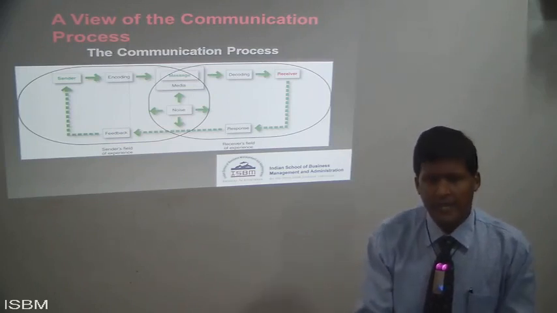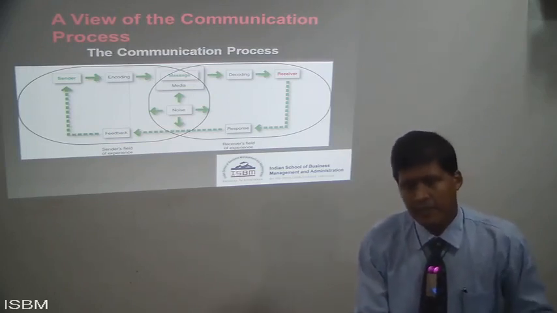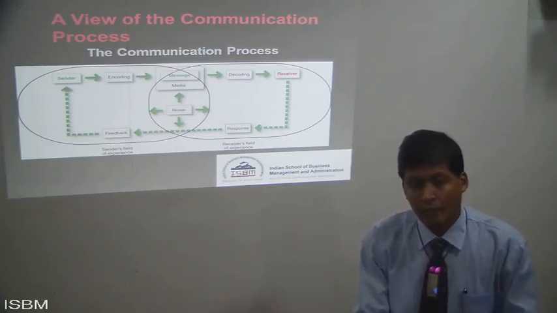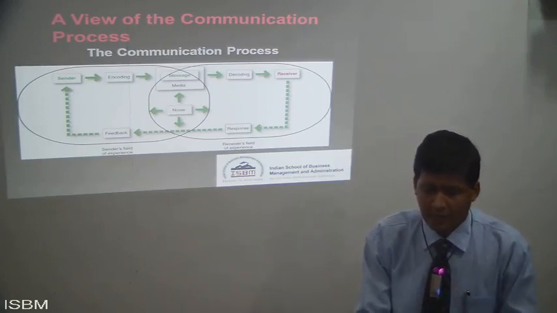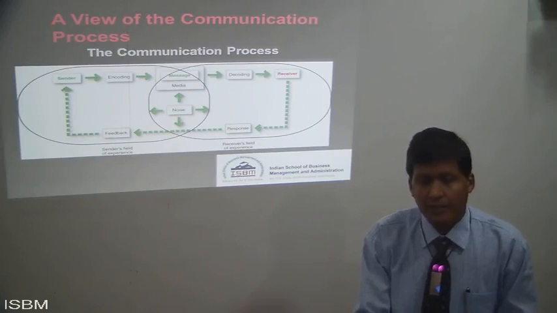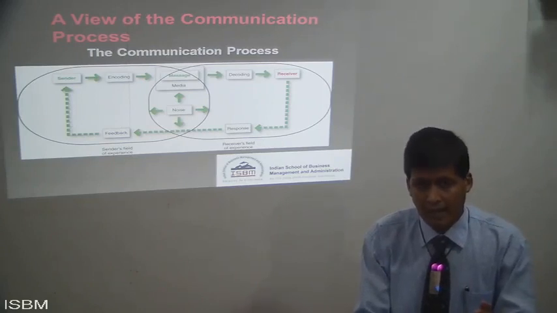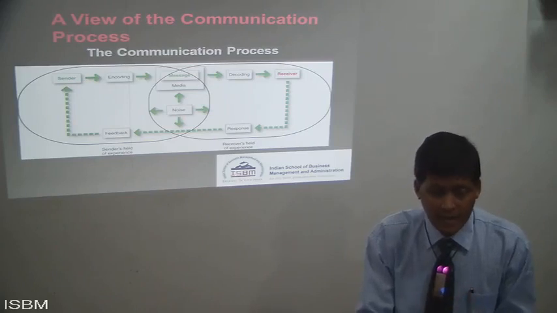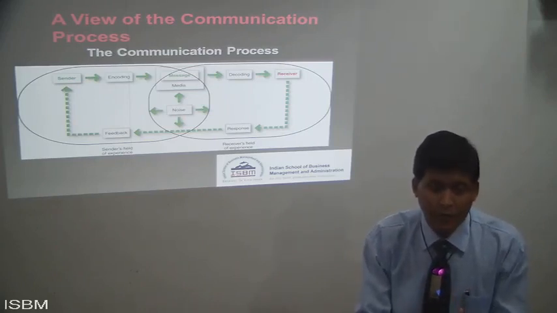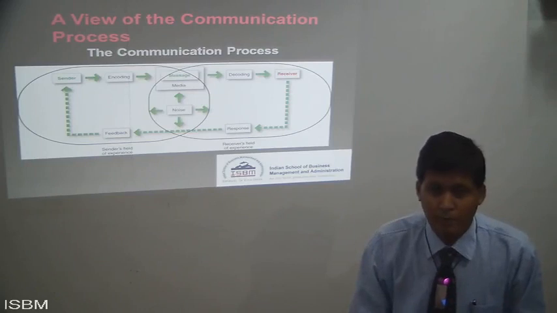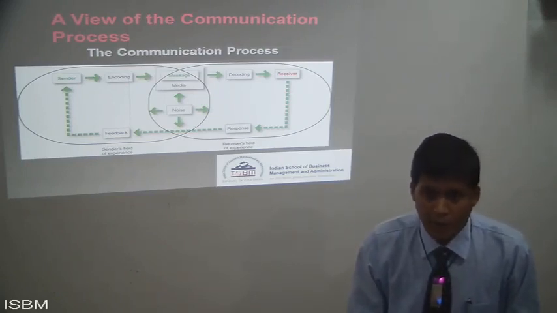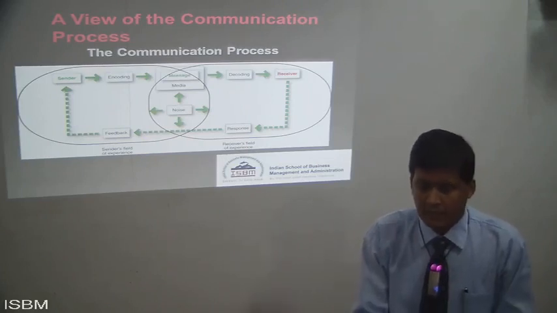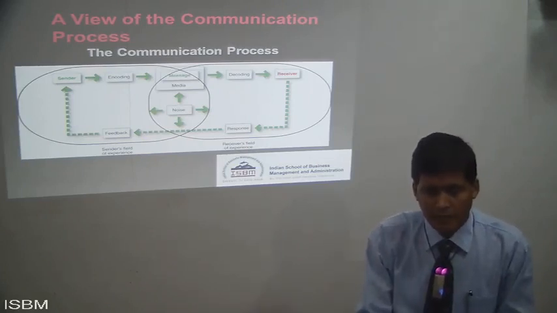If you see in the sender's field, it means whatever factors are involved as far as the sender is concerned. As far as the sender is concerned, we have an encoding message. That means the message is coded in whatever form based on the customer's requirement. It could be print, it could be a catalog, it could be direct marketing, it could be a concept-based thing. So it's encoded via a media.